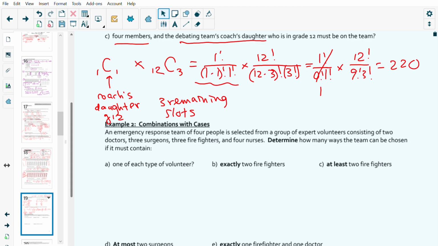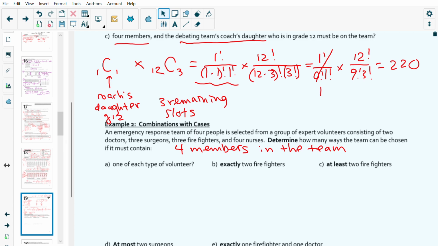Okay, example 2. Combinations with cases. An emergency response team of 4 people is selected from a group of expert volunteers consisting of 2 doctors, 3 surgeons, 3 firefighters, and 4 nurses. Determine how many ways the team can be chosen if it must contain one type of each volunteer. Okay, so 4 members in the team for all these examples. Let's keep that in mind. We have 4 members to select, one type of each volunteer.